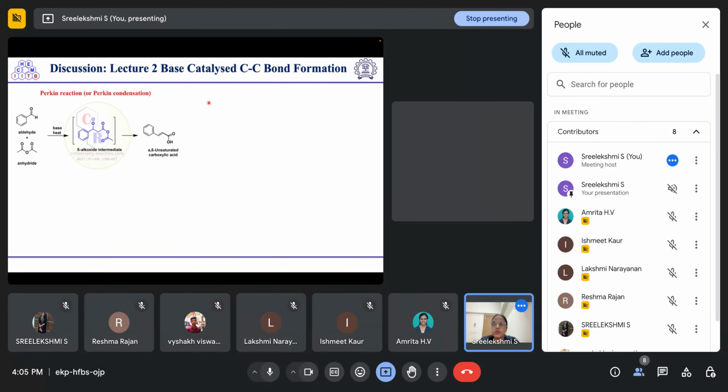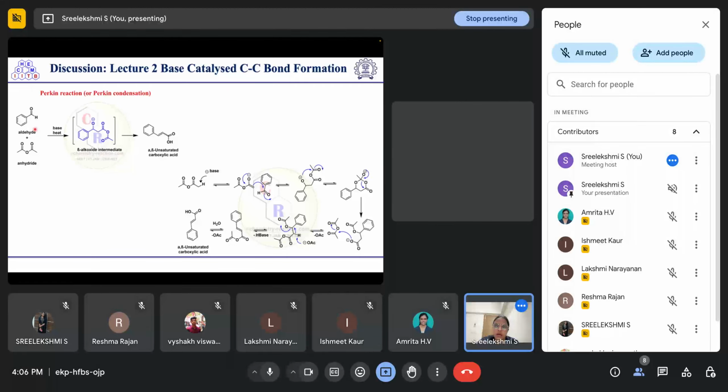Then in lecture 2, we have seen this Perkin reaction. That is basically the reaction between an aromatic aldehyde and this anhydride, which will undergo a condensation type of reaction to form this alpha beta unsaturated carboxylic acid. Here, one thing we have to remember is that if an electron withdrawing group is present in this aromatic ring, it enhances the reactivity due to the increase in the electrophilicity of the ring. And this is the mechanism for this Perkin reaction.